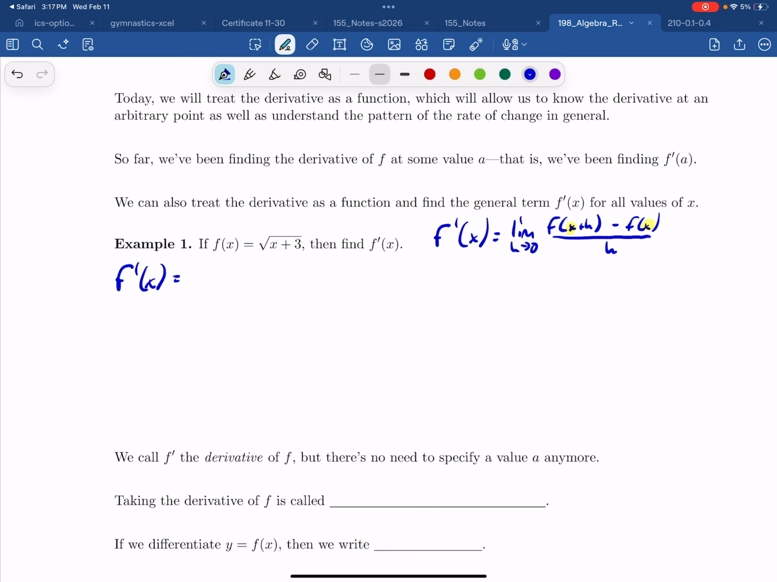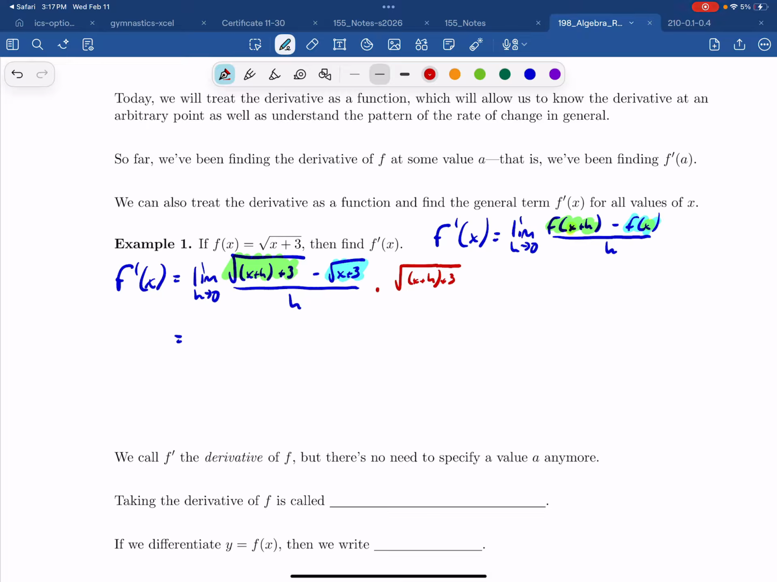So let's write this out. f prime of x is going to equal the limit as h approaches 0 of the square root of x plus h plus 3 minus the square root of x plus 3 all over h. Do you see how I'm getting this from this and that from that? So if we continue, first of all, we're going to get 0 over 0. What do you think we do? We multiply by our best friend, the conjugate.